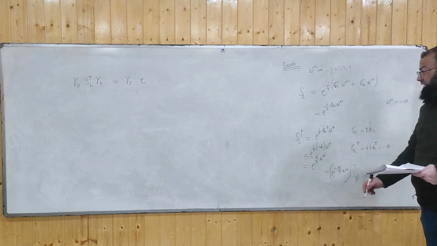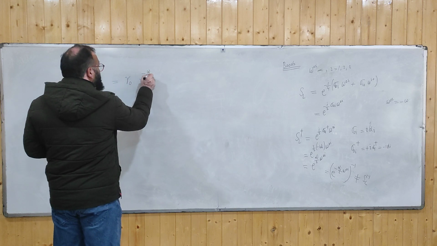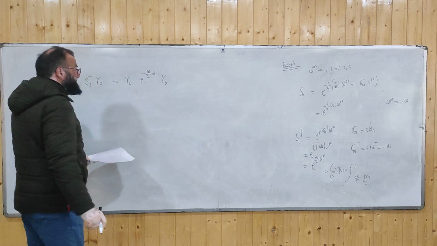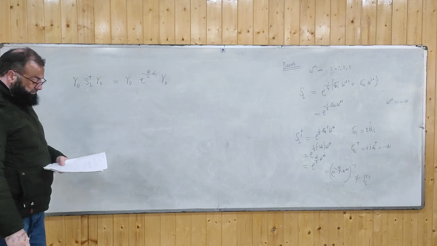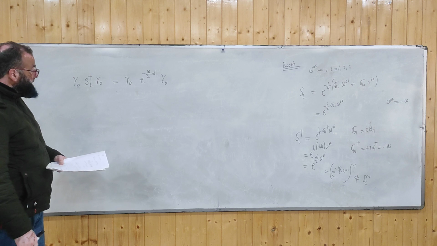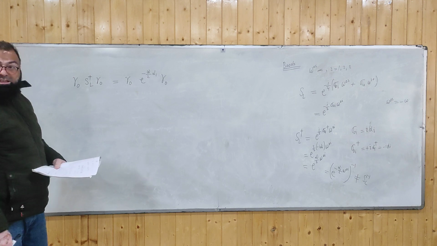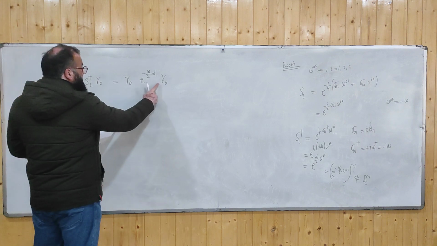Okay. So you can write it as e raised to the power minus omega by 2, alpha 1 gamma 0, like this. Clear? Now, any idea? So now let's take this gamma 0 here.